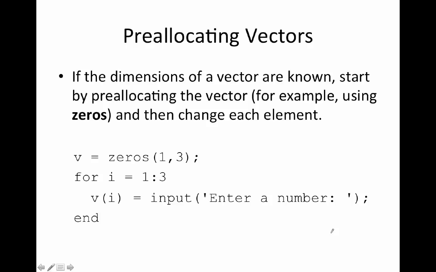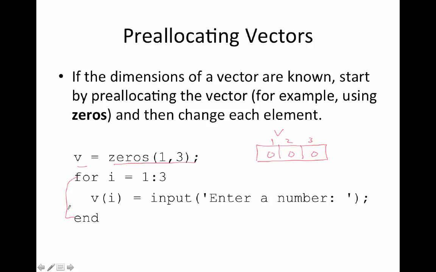So pre-allocating a vector means if you know ahead of time the dimensions of a vector, you start by pre-allocating the vector. That means setting aside enough memory for all of the elements that you're going to have eventually in the vector. So for example, I could use the zeros function. If I say v equals zeros(1, 3), then that's going to create a row vector that has 3 elements in it, 1, 2, 3, and it's going to put zeros in each element of the vector.